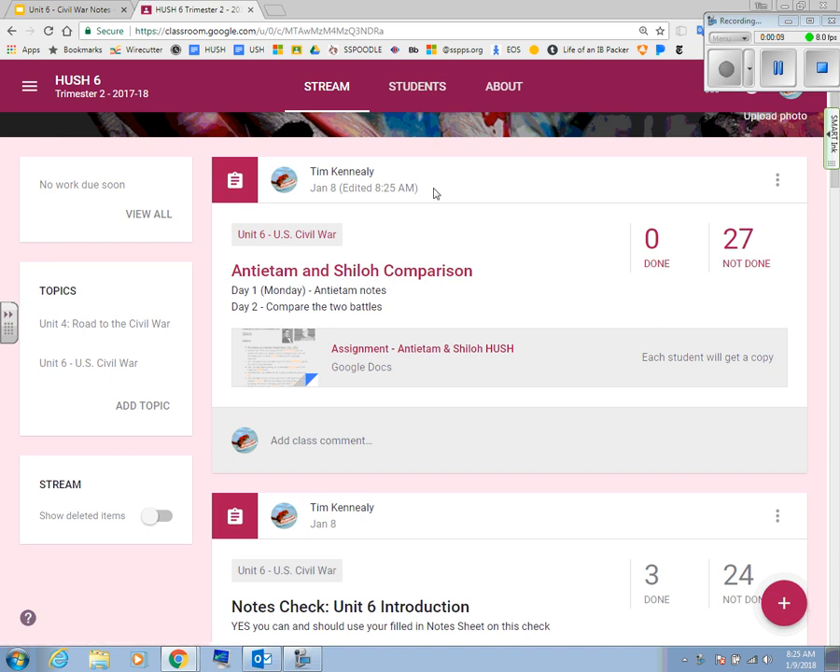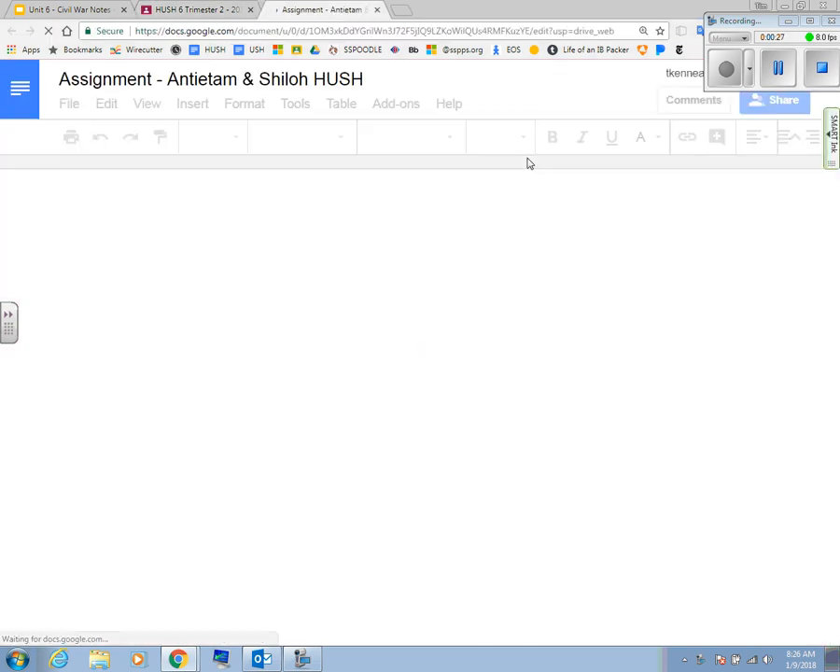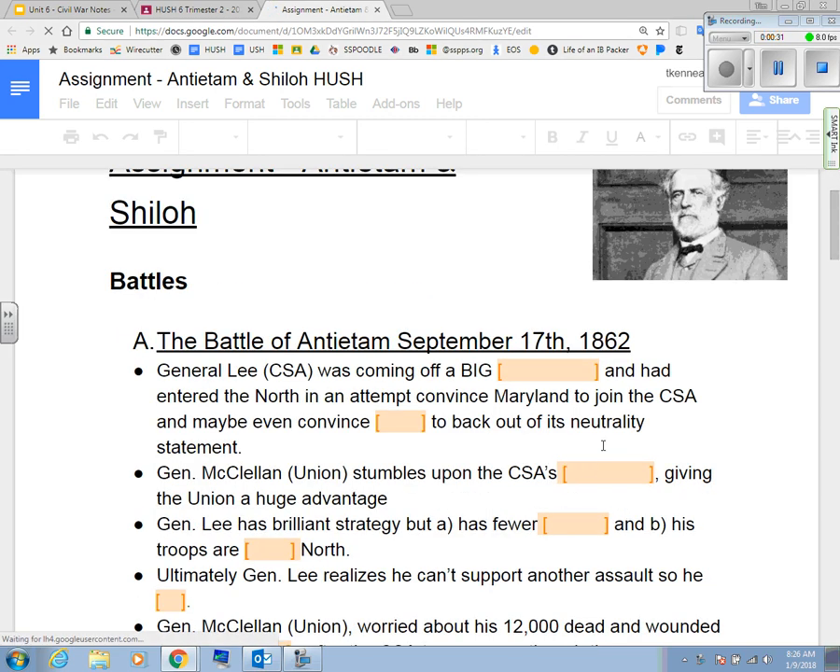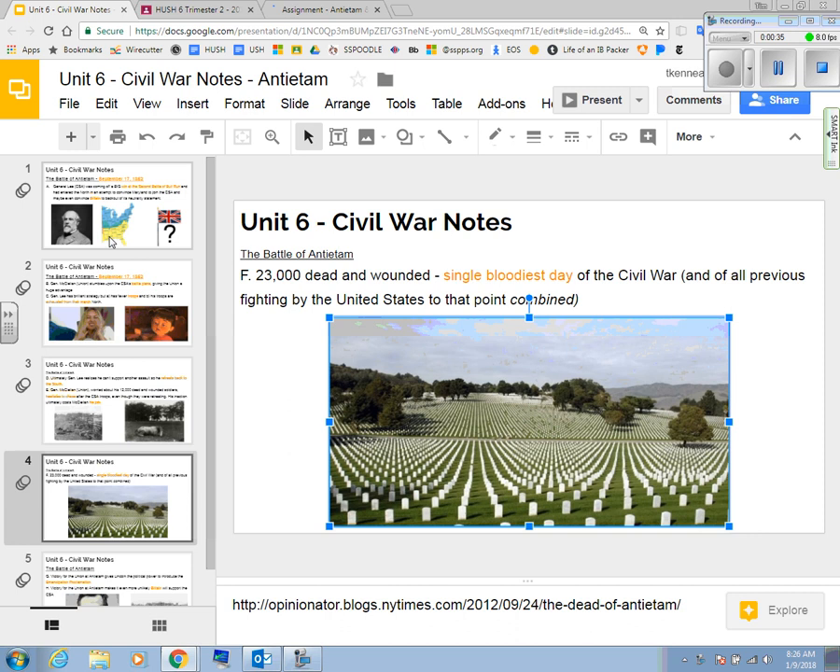Civil War. So what I need you to do is find this Antietam and Shiloh comparison assignment. And the first page is just a couple of quick notes so that you know about one of the two battles, right? I want you to learn about Shiloh on your own, but I'm going to talk to you quickly about Antietam. So if you open this document up, you can see here the blanks that you're going to be filling in as you follow along with me.